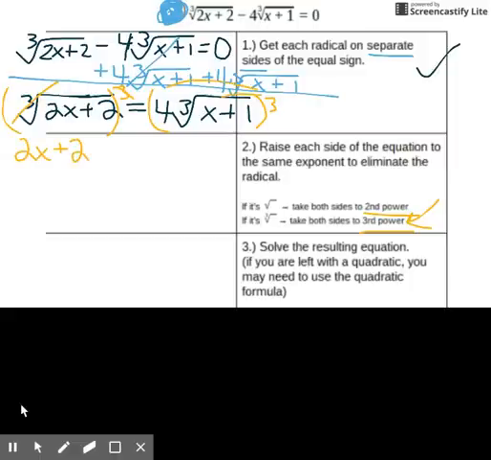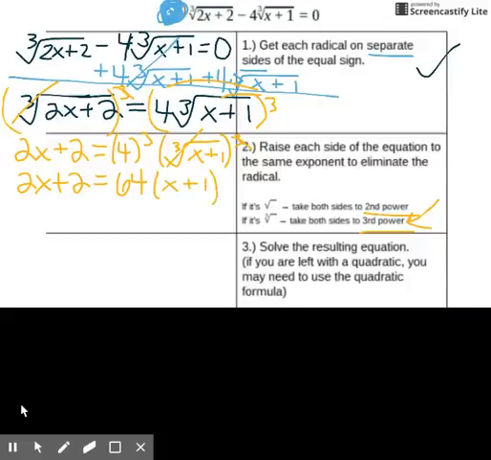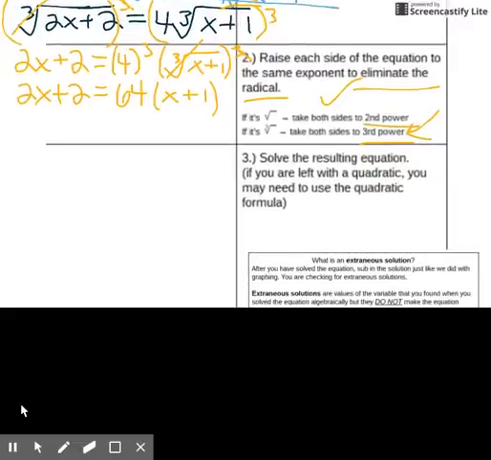We're actually going to have to distribute this 3 to both things. So we're going to have 4 to the third power times the cubed root of x plus 1 to the third power as well. So I wrote that third power twice, and I gave it to both things. So when I do this, I got 2x plus 2, and then I got 4 to the third power, which is 64 if you type it in your calculator, and then the cubed root and the cube cancel each other out, so that's x plus 1. Okay, so I eliminated the radical. Check. Okay, now I need to solve this equation.